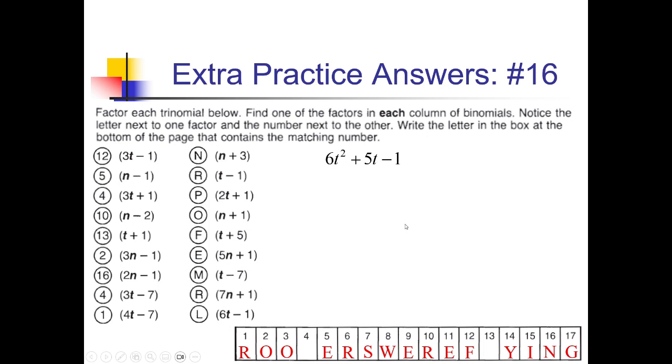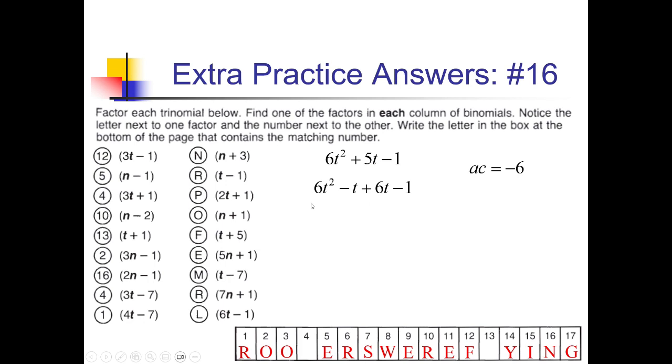All right, I think this will be the second to last problem. So AC value for this one, we've got 6 times negative 1, so negative 6. Factors of negative 6 that add up to positive 5. 1 and 6, if the 1's negative, we'll do it. So make this a negative t plus 6t instead of 5t.